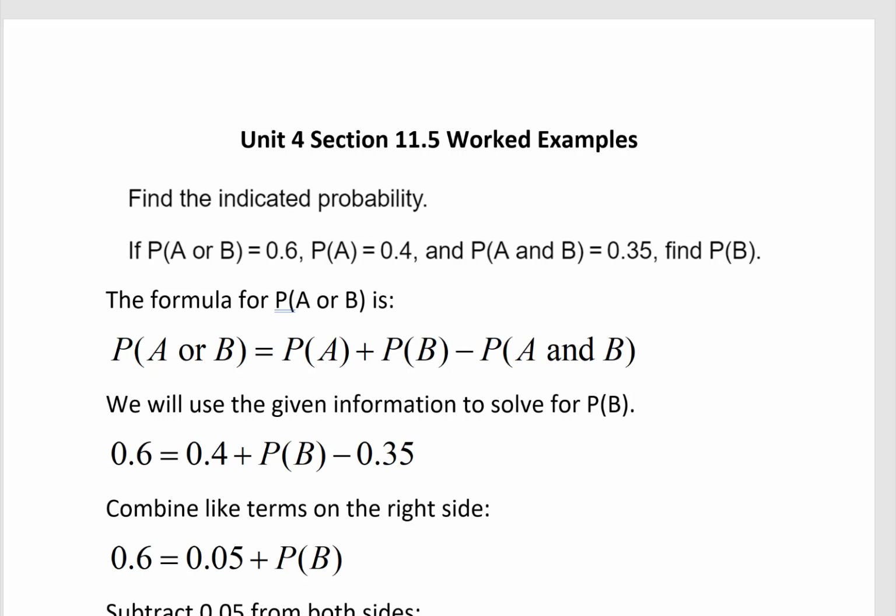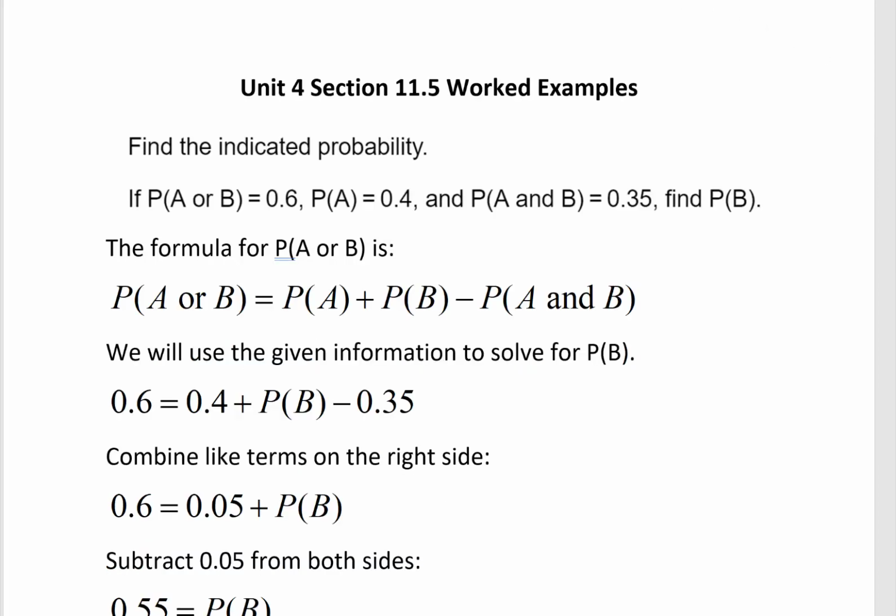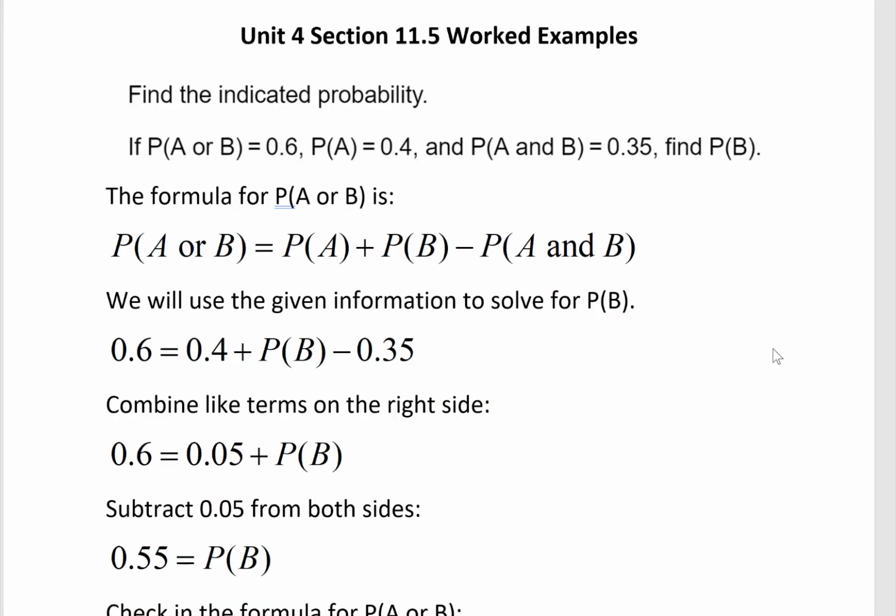The formula for probability of A or B is probability of A or B equals probability of A plus probability of B minus the probability of A and B. We can use the given information to solve for the probability of B. So I've taken the information that was provided and put it into the formula, and we notice that the probability of B is on the right-hand side, which is what we want to solve for.